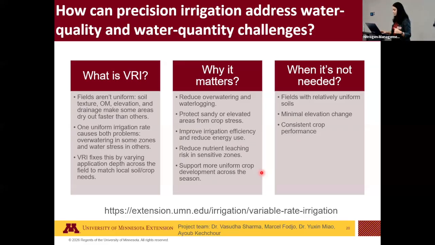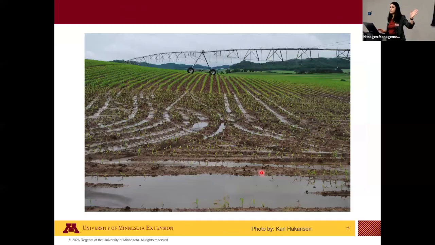This is one good example of a field where you might want to use a VRI. The elevation difference is very big. You've got this ponding water here. You have a very high spot here where you might have sandy soil. You might need to irrigate more frequently, in smaller amounts.